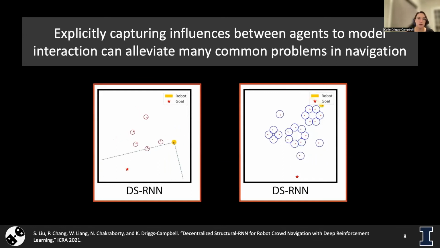One of the things we wanted to argue was that by explicitly capturing influences between agents to model these interactions, we can alleviate many of these problems in navigation. This is our approach, which we call the decentralized structural RNN approach, where we can effectively handle both the limited field of view case and the dense crowds problem by taking some of the knowledge and structure that we as people know and trying to encode this into our robot policy.